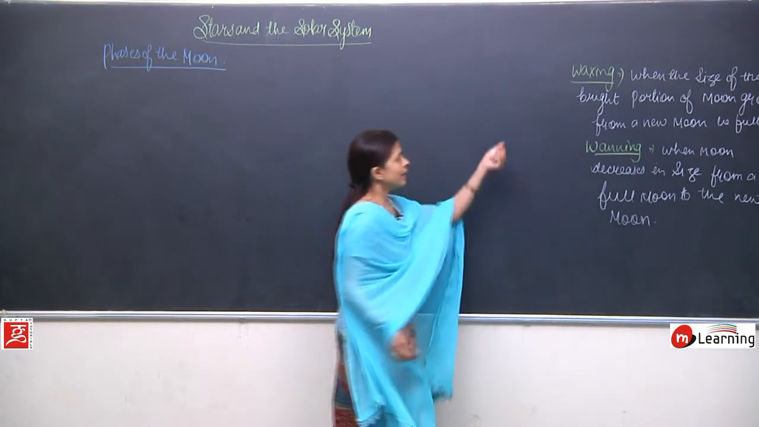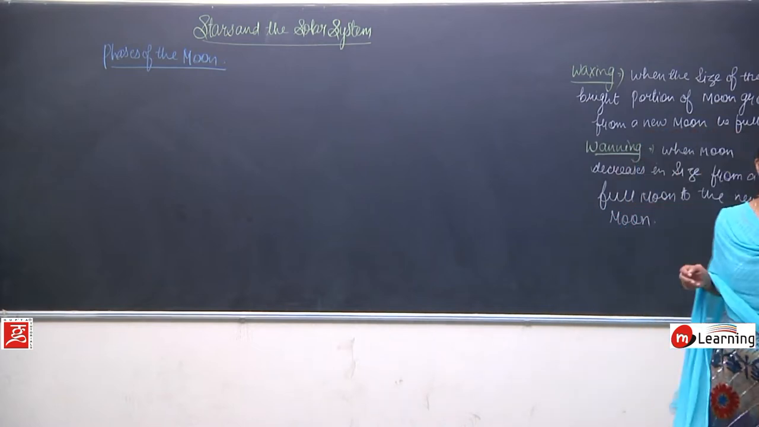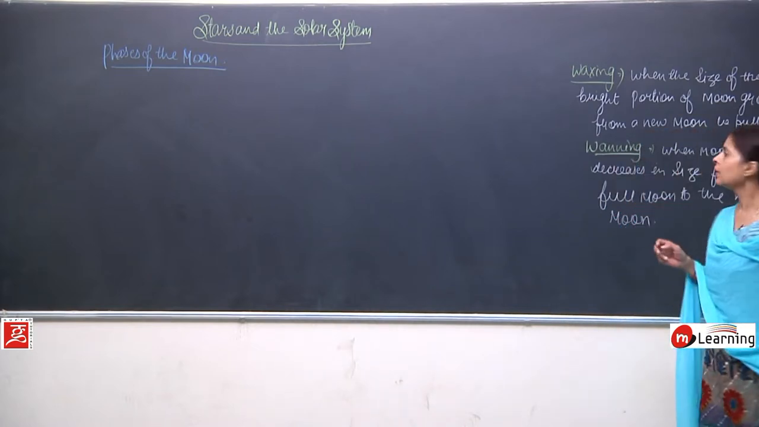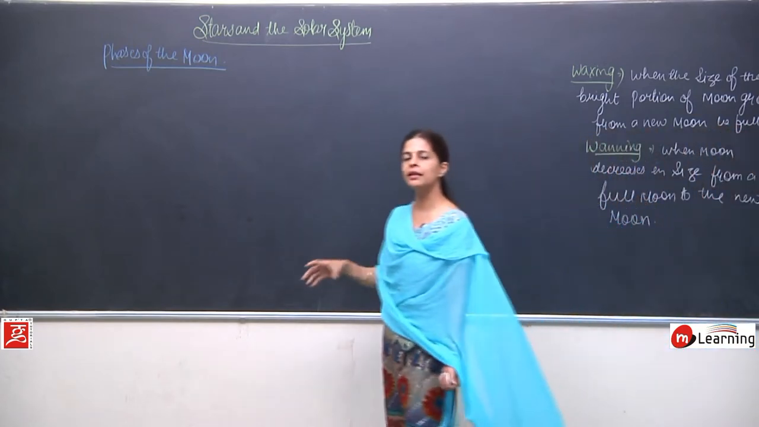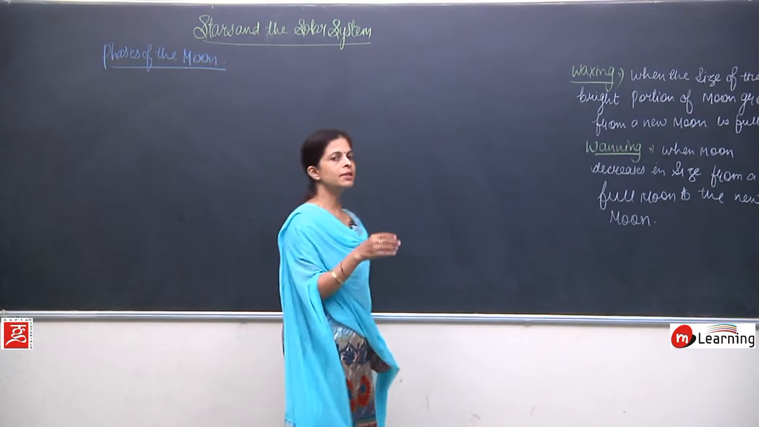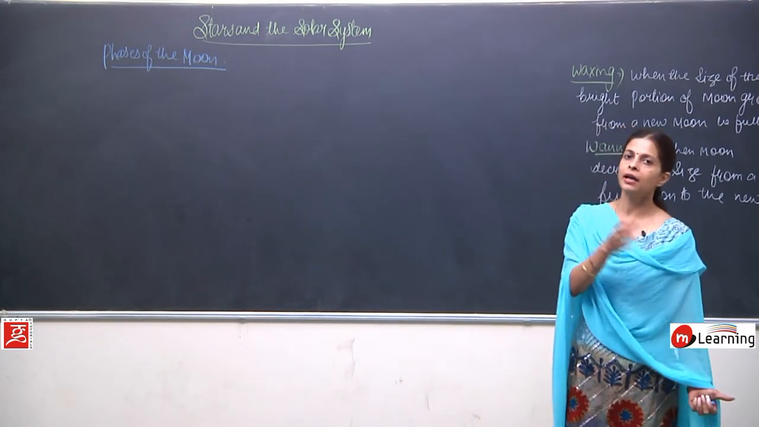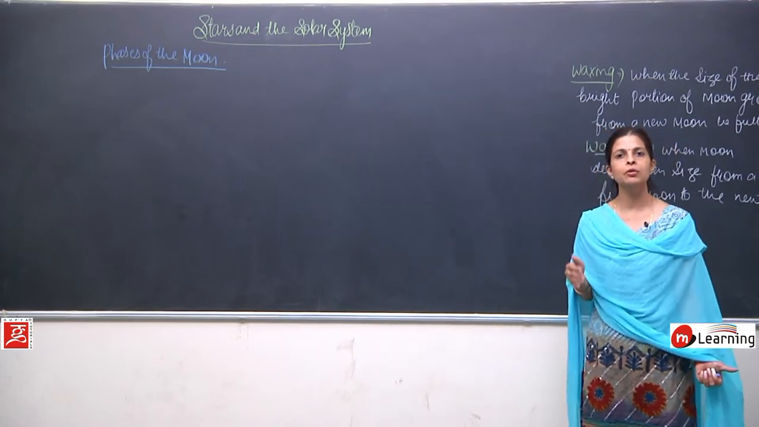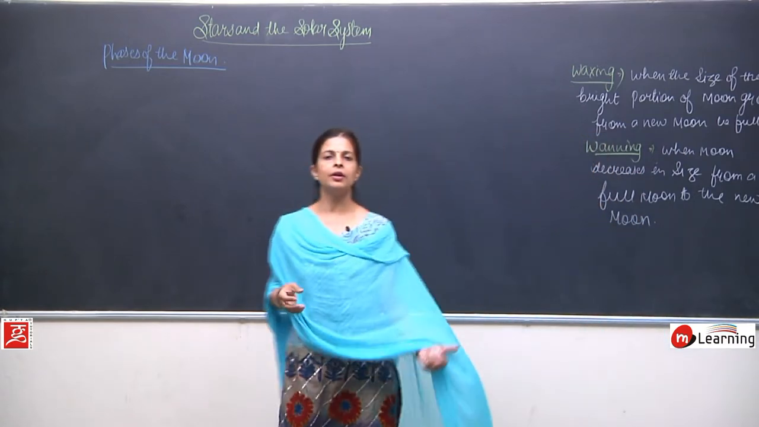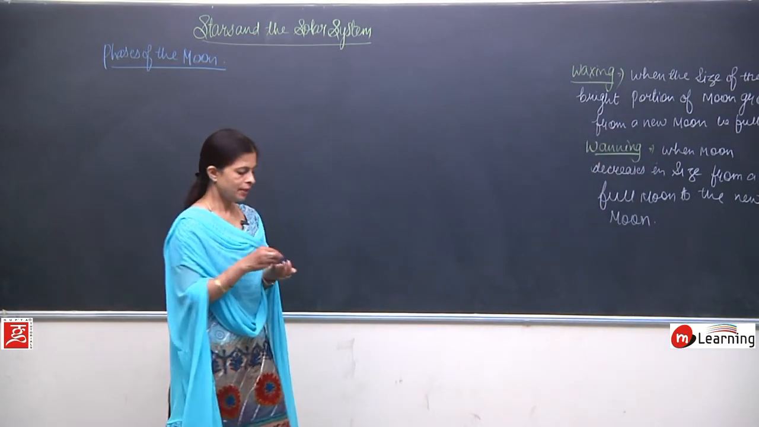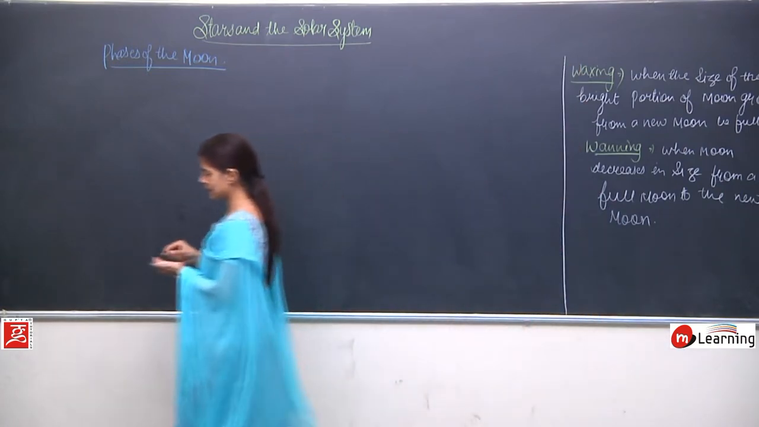Waxing and waning are the two terms which we need to understand before we talk about the phases of the moon. So waxing means what? It's appearing bigger. Slowly it will become bigger, bigger and bigger, and then the full moon will come. And waning means what? The full moon has come and slowly it is going to decrease in size, and again the new moon day will come. So waxing means to become big, and waning means to become smaller. Now we'll talk about the different stages.